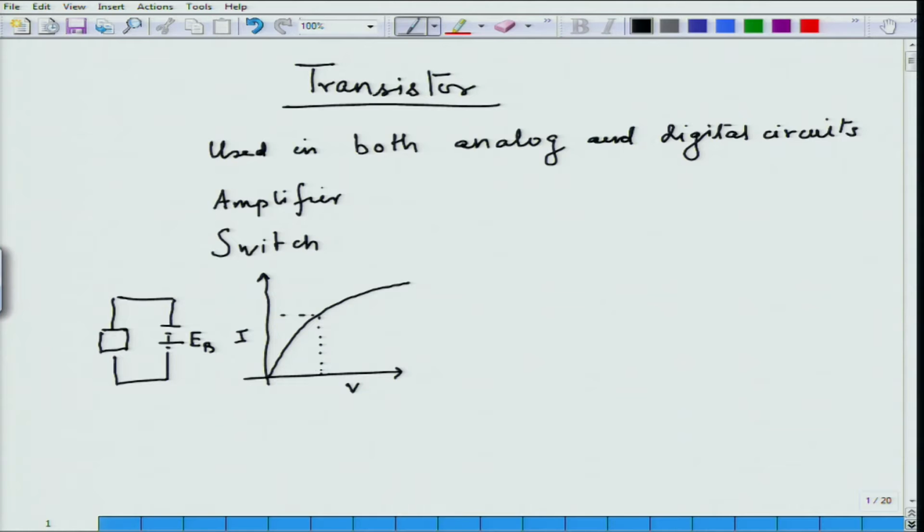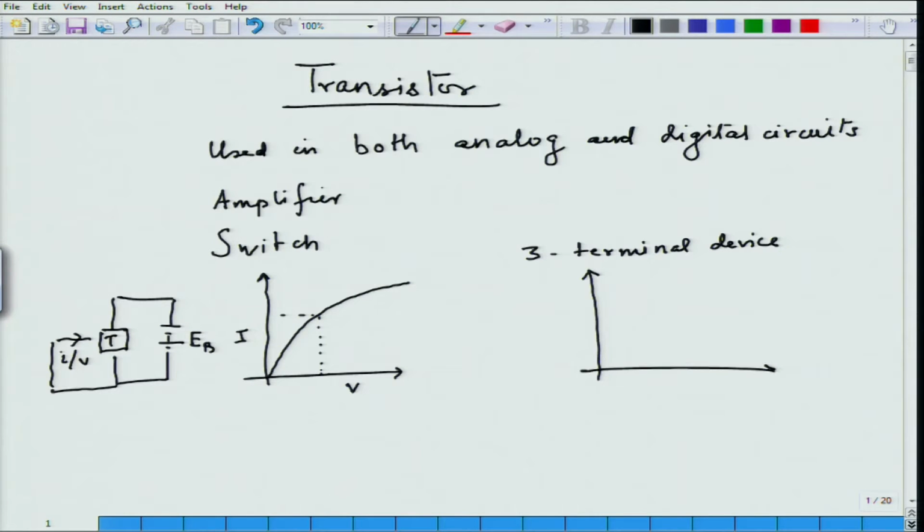Now, if I change this device into a three terminal device, and a transistor is a three terminal device, I am going to provide a control through a third terminal. This control could either be a current or a voltage, and I am trying to see if I can change different types of device curves. The third terminal current or voltage applied has the capability of changing the output of the device.